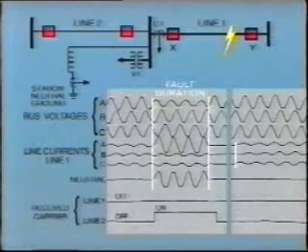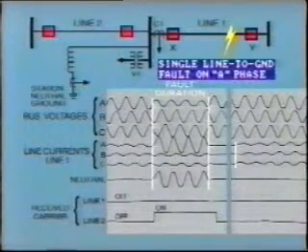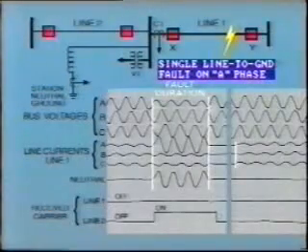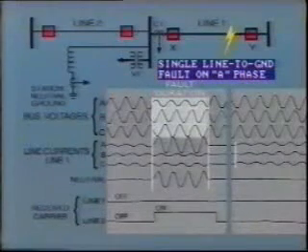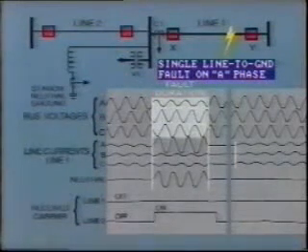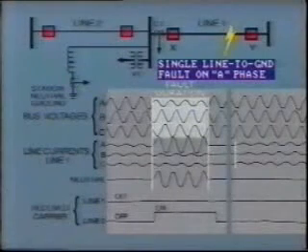What can we immediately tell from these plots? Number 1, the fault was a single line-to-ground fault on the A phase of line 1. We know this from the depressed A phase voltage at the substation bus. The other bus voltages are normal.